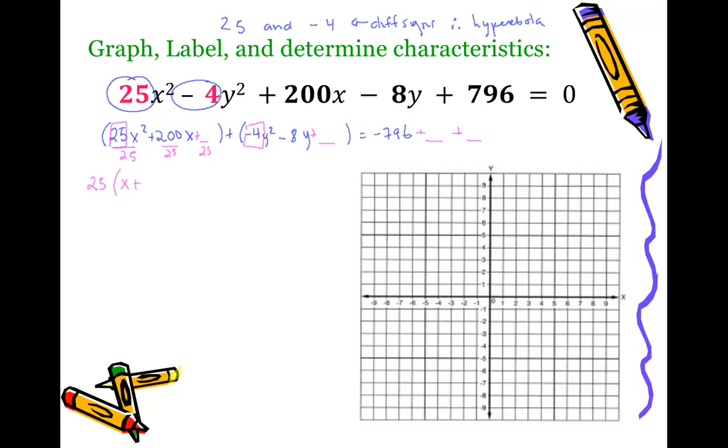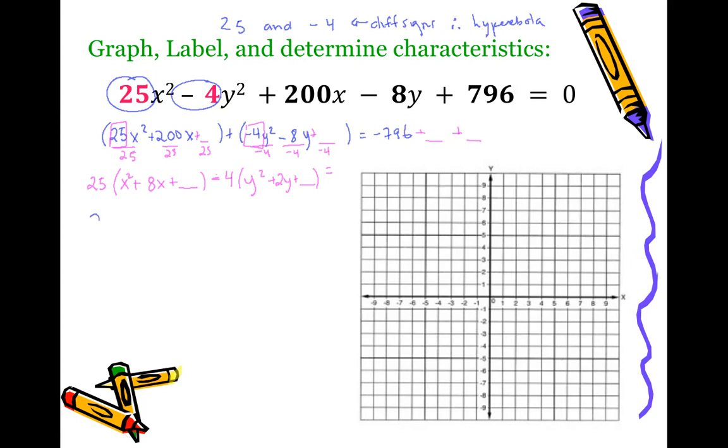X plus x squared plus, what is that, 8x plus something. I'm going to factor out a -4. Minus 4, y squared, so it's going to divide everything by -4, even this number right here, plus 2y plus something equals whatever that number is, right?